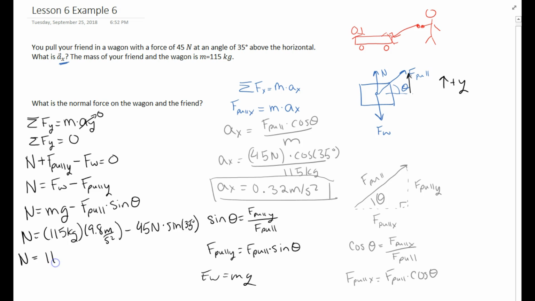All right, and we do get 1,101 newtons, or 1,100 newtons for sig figs. So that is the normal force supplied to the wagon and your friend as you pull him along. All right, hope that helps.